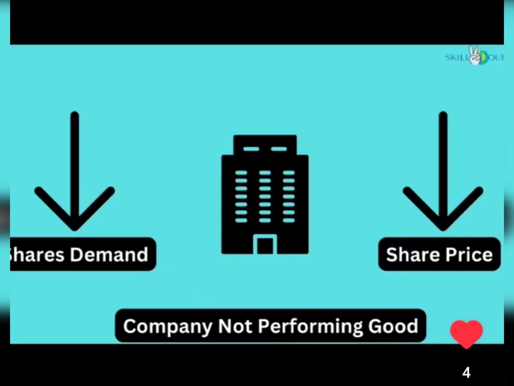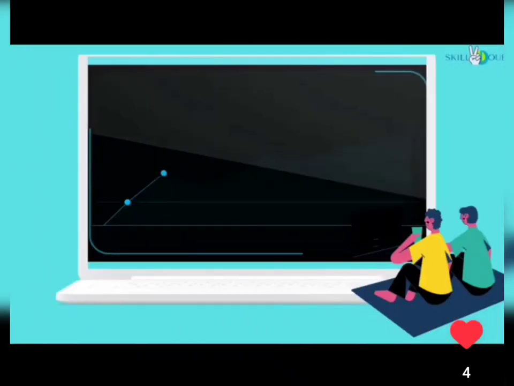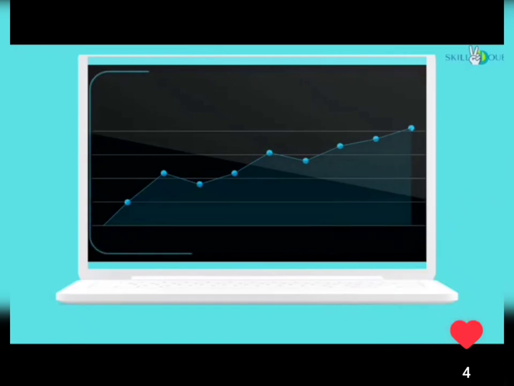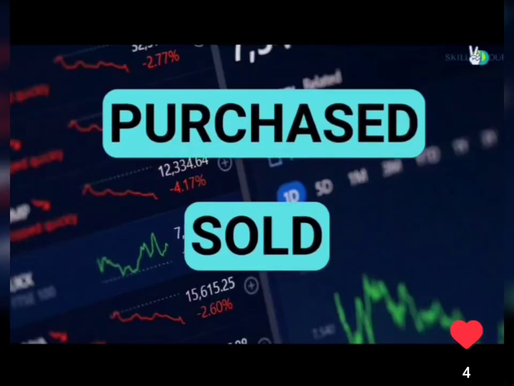This is the very reason why traders sit in front of monitors and constantly check the graph for fluctuating prices of shares. So, to summarize, share market is a place where companies list their shares to be purchased or sold.